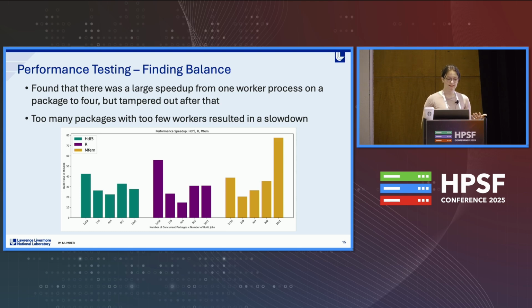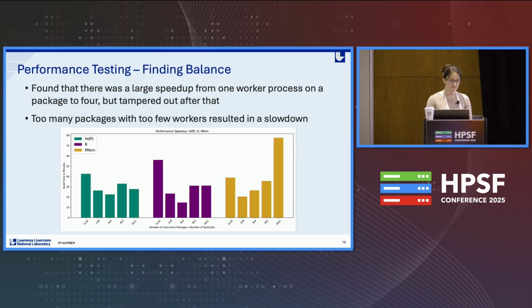And then we secondly found that too many packages with too few workers also resulted in a slowdown. So even though multiple packages is good, if it's too many and we don't have enough workers working on each of those packages, then it kind of takes away the speed up. And there's more of an opportunity for too much overhead and overload.